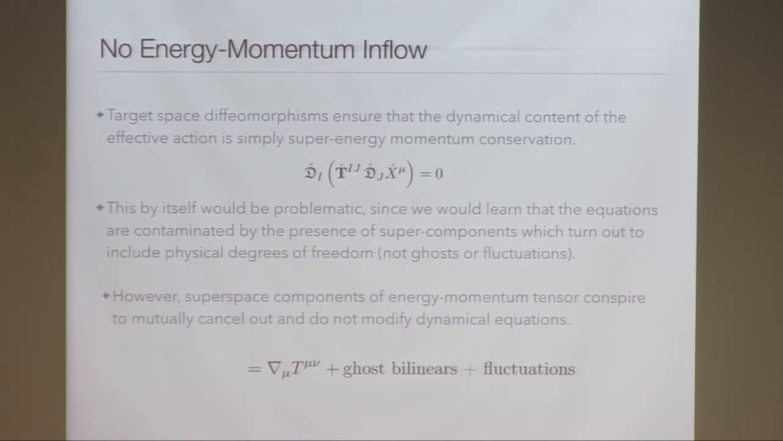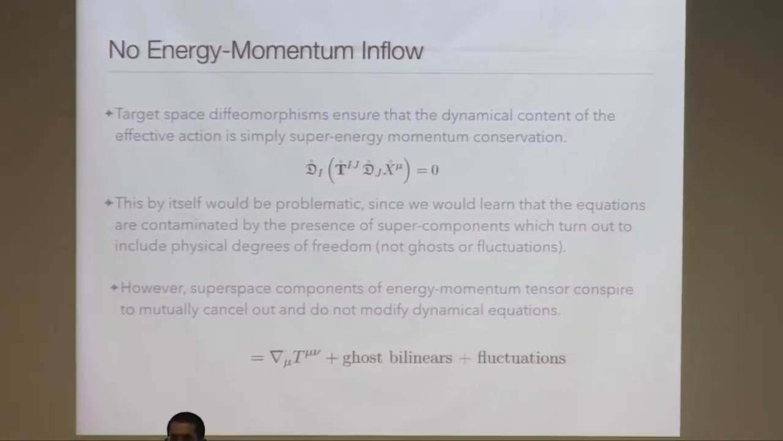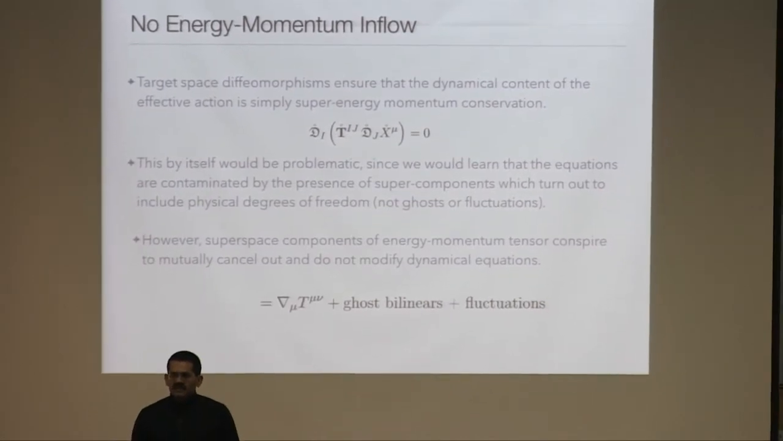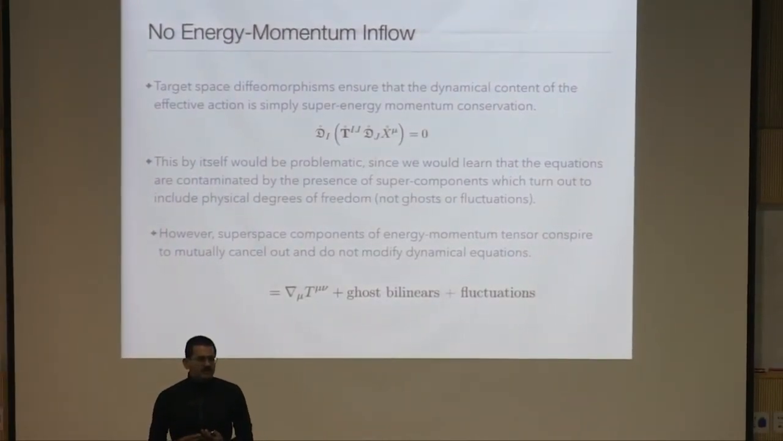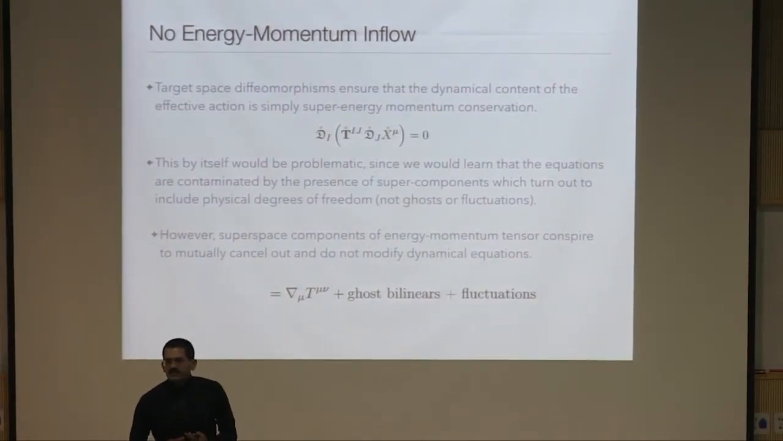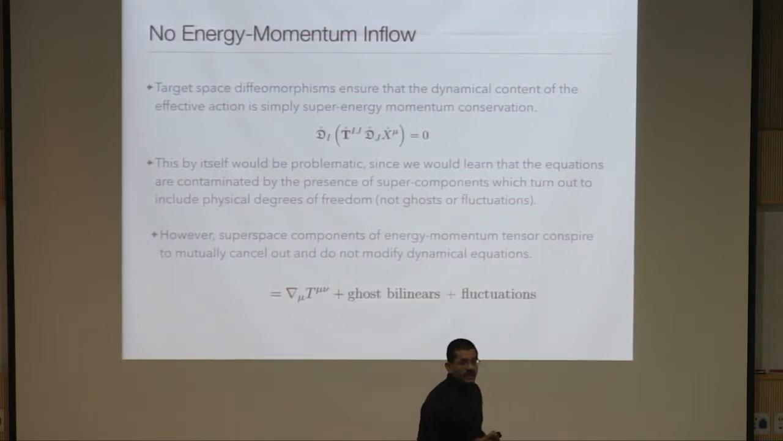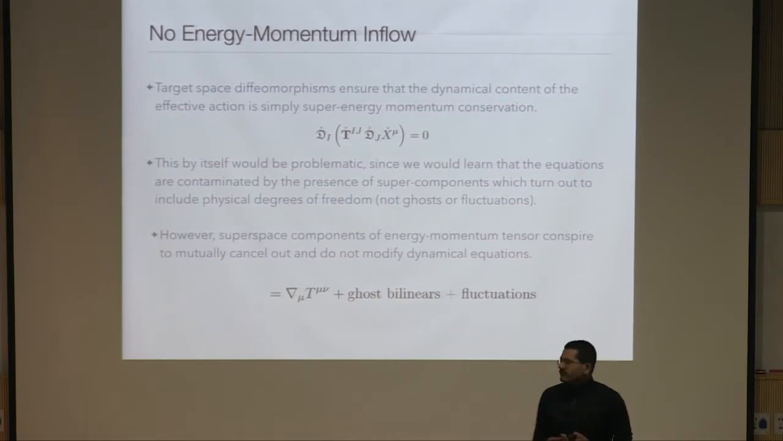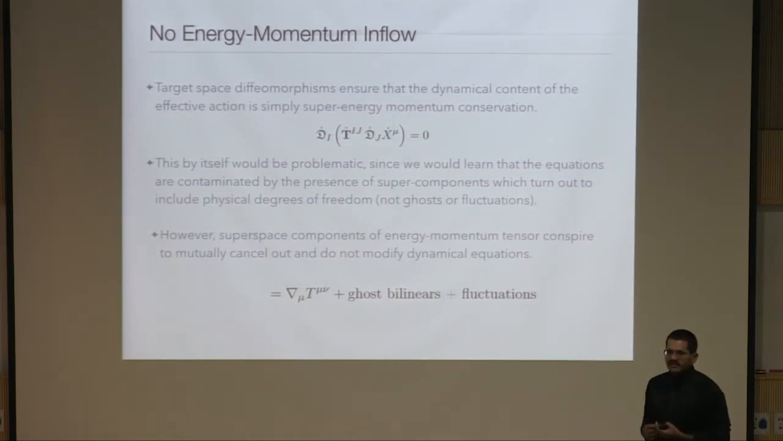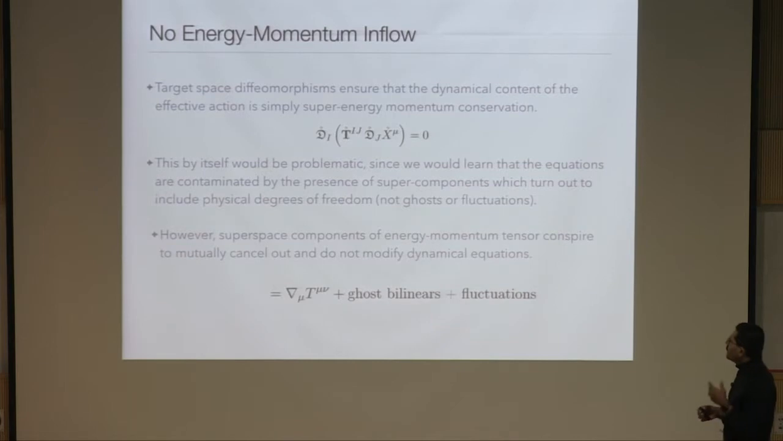There's a very interesting point. Since I was using super components of free energy current and so on, you should start to wonder whether I'm pulling something fast, because the energy momentum tensor also was an energy momentum super tensor. So you may start to wonder whether I have energy momentum inflow as well. And the answer turns out to be no, but for a reason that's mysterious, we don't understand it except that we know how it technically works.